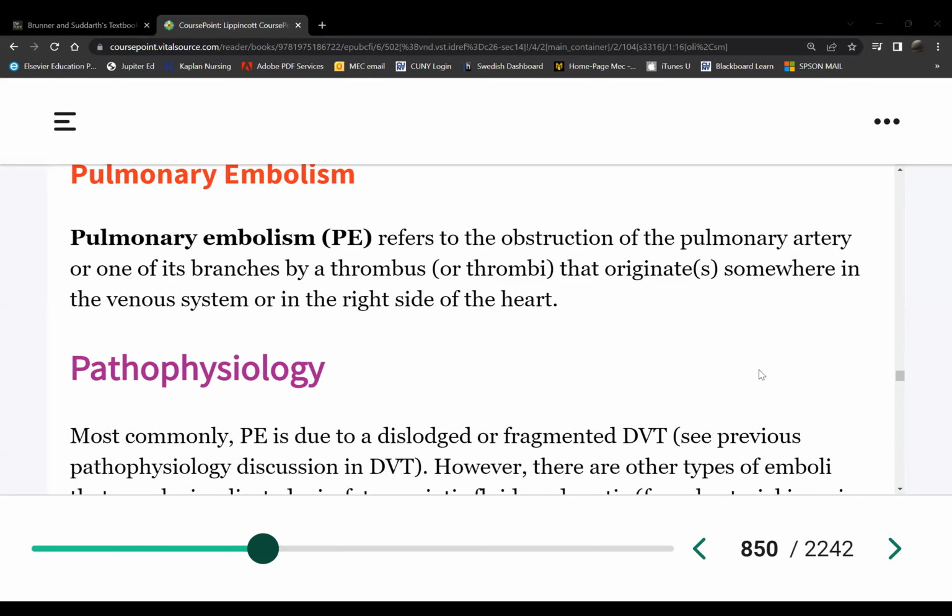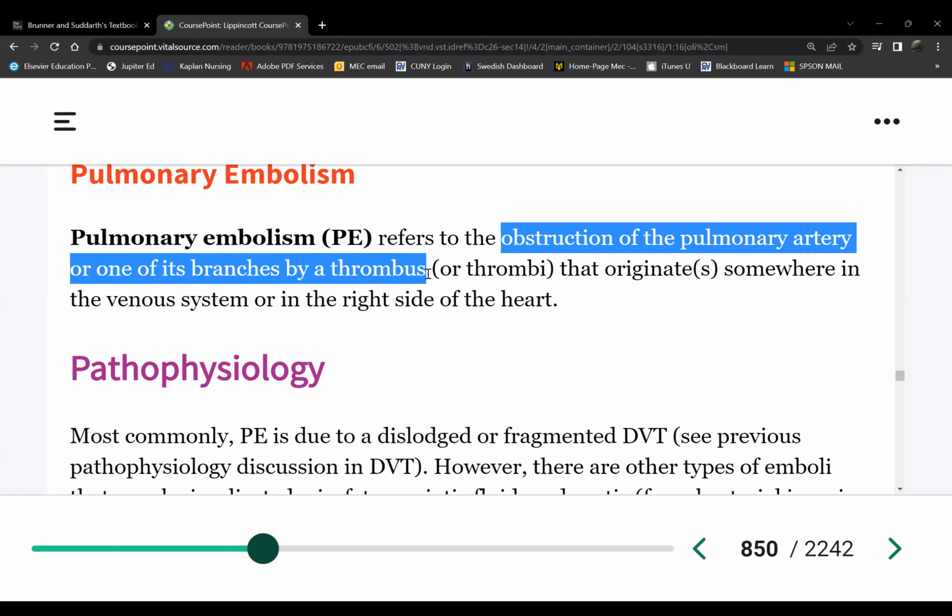This is not under the respiratory unit. This is under the vascular unit, right after DVTs. So you've had DVTs previously, right? Probably MedSurg 1. Okay, so now this is one of the consequences of a DVT, the life-threatening consequence. Nobody dies from a DVT. You die from a PE. Now, this is the obstruction of an artery by a clot.